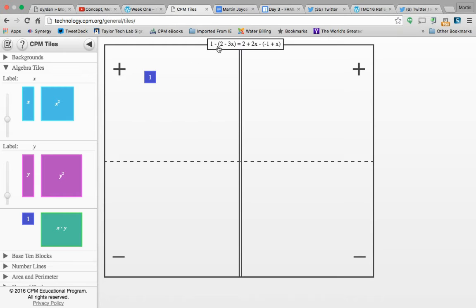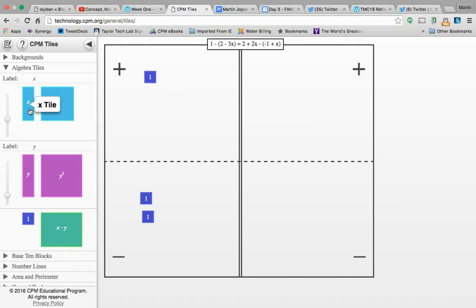Now, here's the key. Minus the quantity of 2 minus 3x. Everything here, that's this expression in the parentheses, can be put in the negative region because there's a subtraction sign outside of the parentheses. So we have a 2, and it's a positive 2 inside the parentheses. Here we have 3x, but it's a negative 3x inside the parentheses. We're just focusing on inside the parentheses because this negative sign shows us that it's all in the negative region.